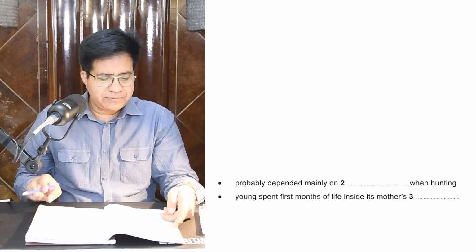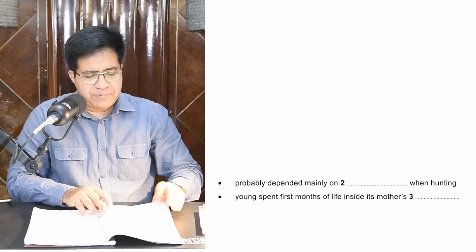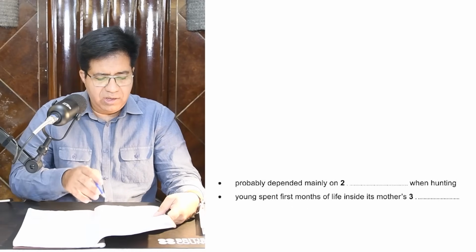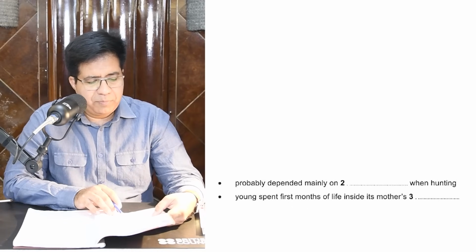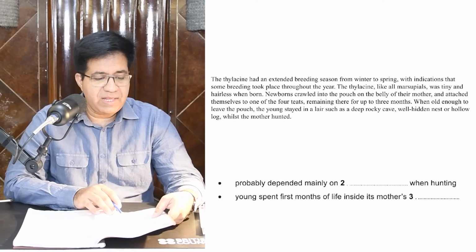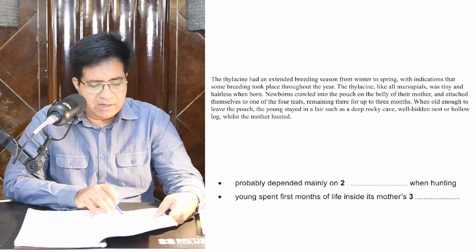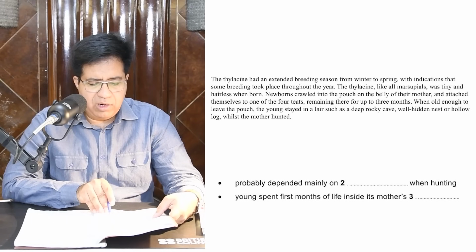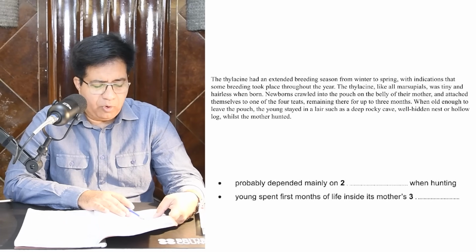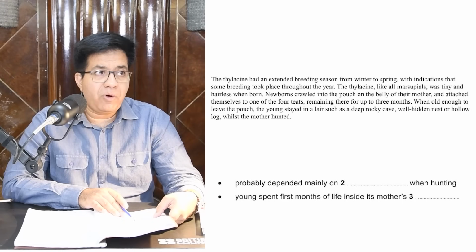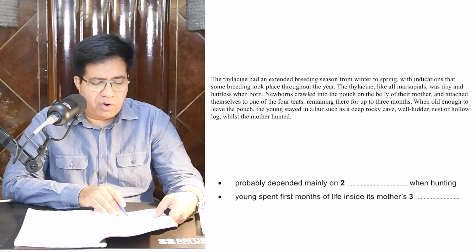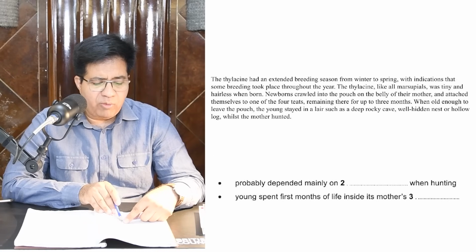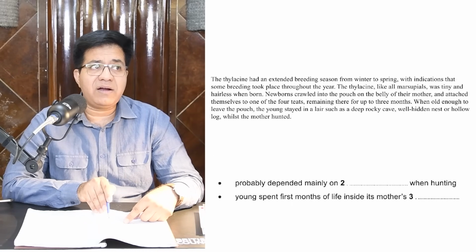We come back. Look for cubs, babies, small, newborns. Third paragraph. Well done. Very good. Please come to third paragraph and we read it from second line. The thylacine, like all marsupials, was tiny and hairless when born. Newborns, now newborns means young. Newborns crawled into the pouch on the belly of their mother.